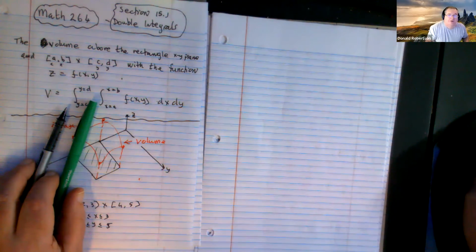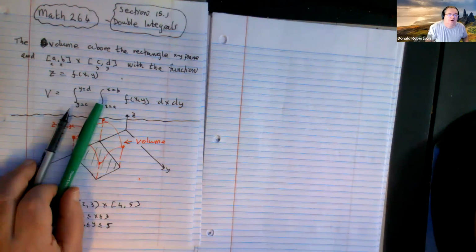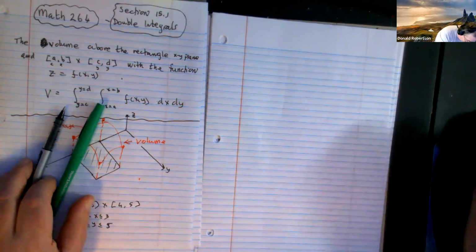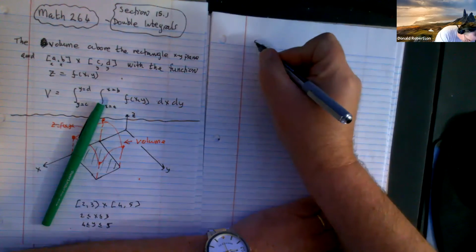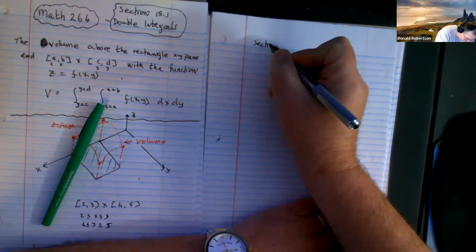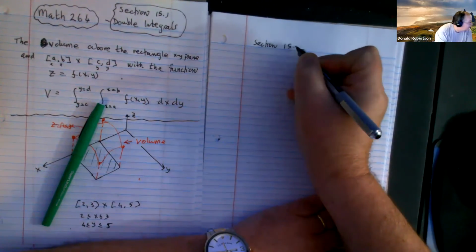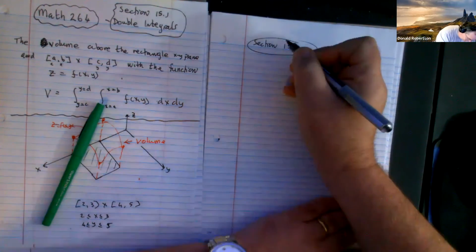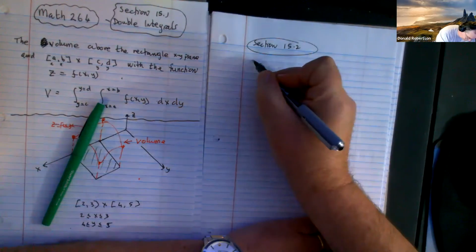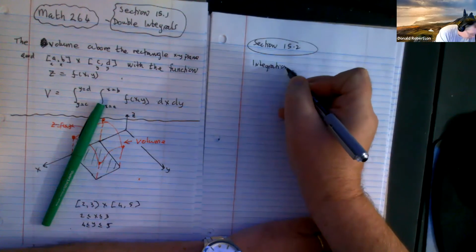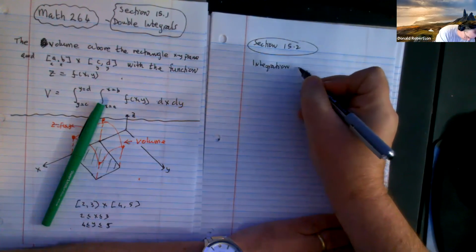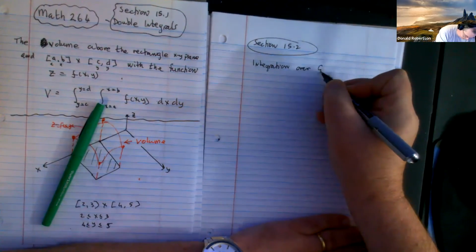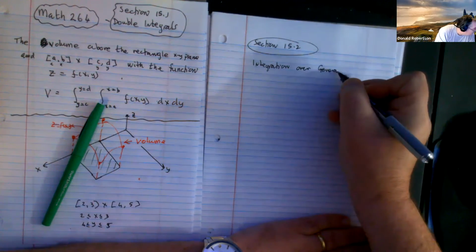as soon as I find the damn thing, over non-rectangular general regions. Okay, so this is going to be section 15.2. Trying to find what the section is called. It's integration, actually double integrals. Integration over general regions.